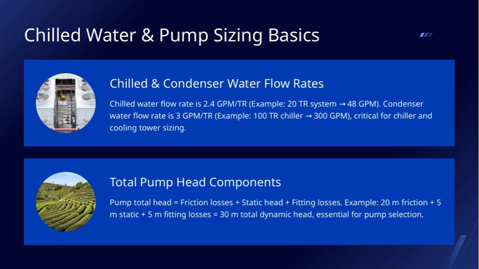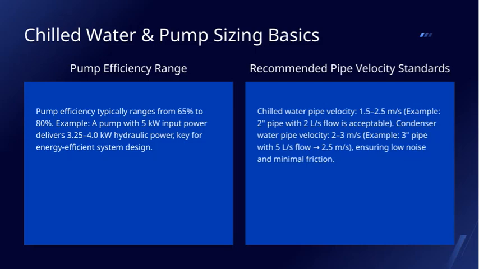Let's talk about the velocities for chilled water and condenser water pipes. For chilled water, a typical velocity range is between 1.5 and 2.5 meters per second. For example, if you're using a 2-inch pipe with a flow rate of 2 liters per second, that falls well within the acceptable range. Maintaining this velocity helps ensure the system runs quietly and smoothly, reducing noise and minimizing friction losses.